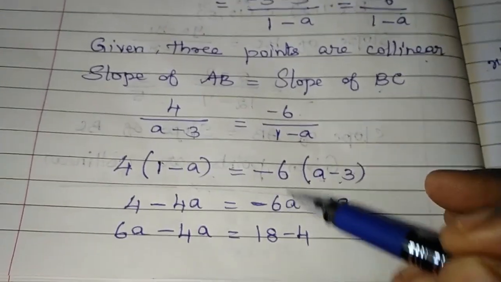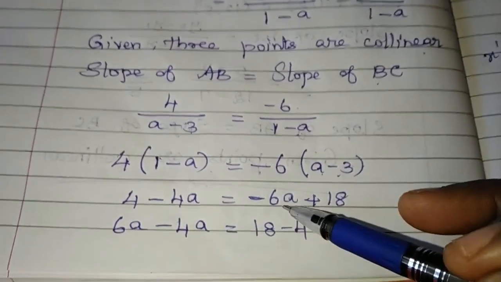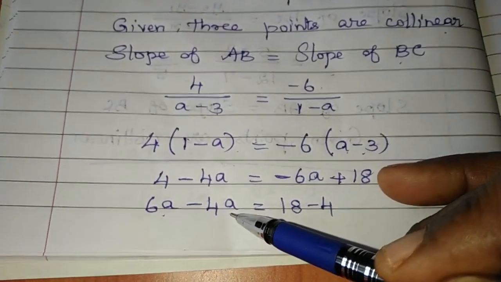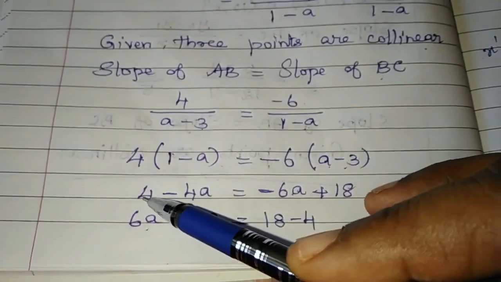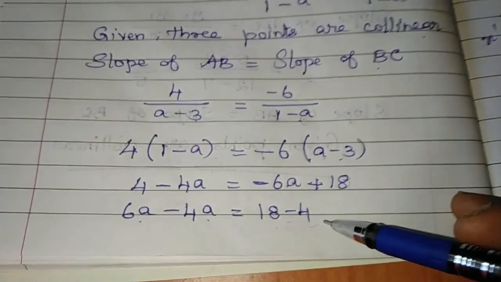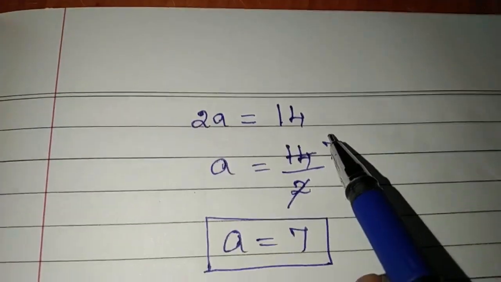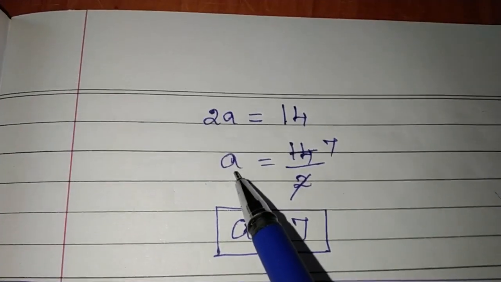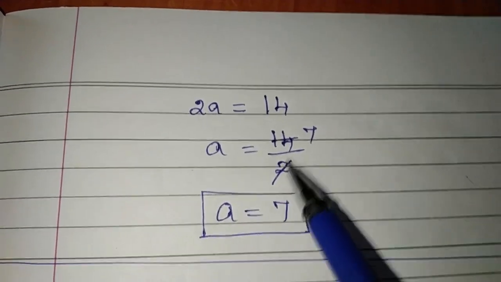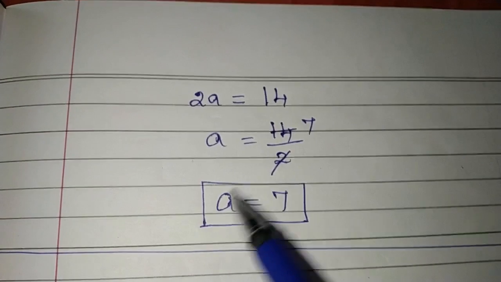Next a value go to one side. That is minus 6a go to that side, plus 6a. 6a minus 4a. A terms. And the numbers go to another side. 18 minus 4, that is 14. So 2a equal to 14. A equal to, multiply 2 go to that side, divide. That is 14 by 2 cancel. We get 7. That is a equal to 7.